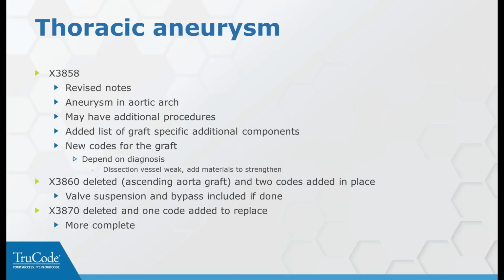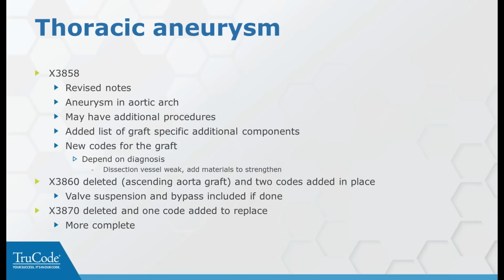Also notice here with these 2 new codes, they do talk about the diagnosis there, because it says with 33858, it says for aortic dissection, and then 33859 says for aortic disease other than dissection, like an aneurysm. So again, there can be other things other than aneurysm there.